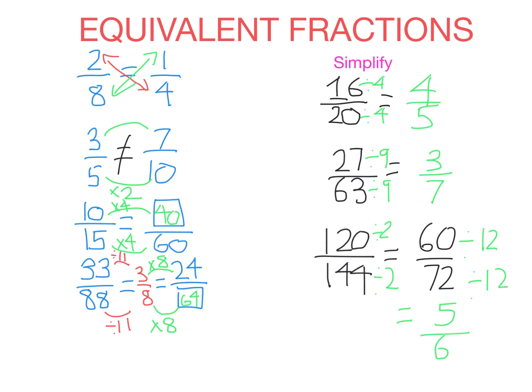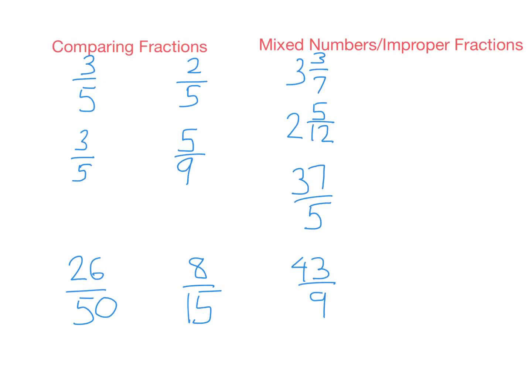All right, let's now look at comparing fractions. So in maths, when we're comparing two numbers, we're really asking which number is larger and which number is smaller. When you have two fractions with the same denominator, it's really easy to compare them. Whichever one has the larger numerator is the larger number. So clearly 3/5 is more than 2/5.